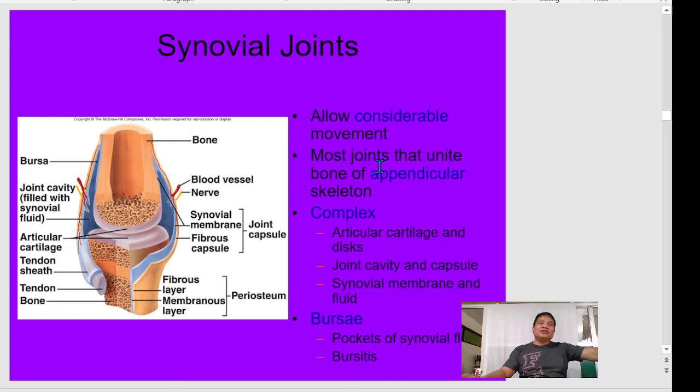So there are a lot of accessories in our synovial type of joints. Example are the bursae, no? These are packets of synovial fluid found outside the joints that serve as cushion.